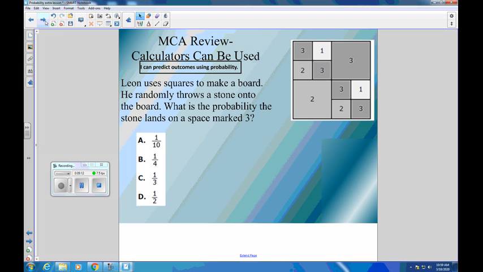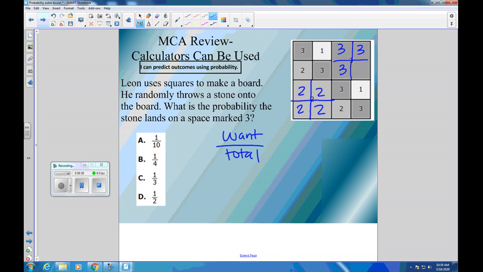This one says Leon uses squares to make a board. He randomly throws a stone onto the board. What is the probability the stone lands on a space marked 3? Well, we're going to use want over total, but I need to make sure that all of these are equal. So all I'm going to do is split these into fourths, and I know these are all 2s. I'm going to split this into fourths, and I know these are all 3s. So now all of these are equal, so now I can plug in what I know and solve.